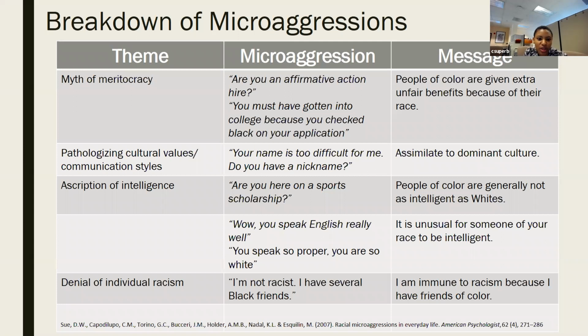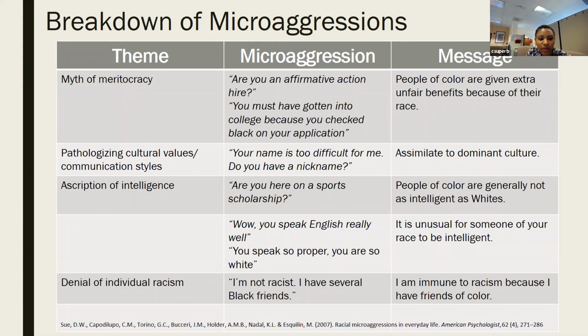And so here's one, are you here on a sports scholarship? People of color, and the message is people of color are not generally as intelligent as white. So the only way you could be in this space is by you having sports, not because of your intellect.